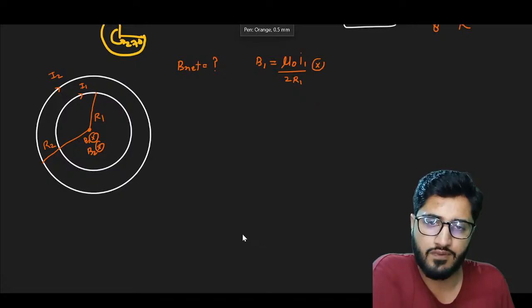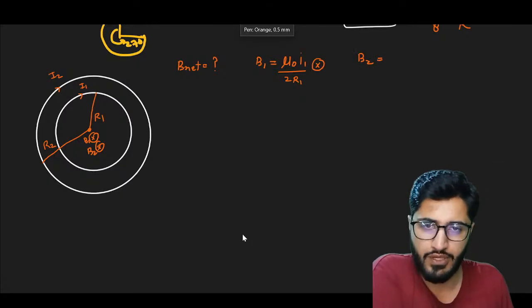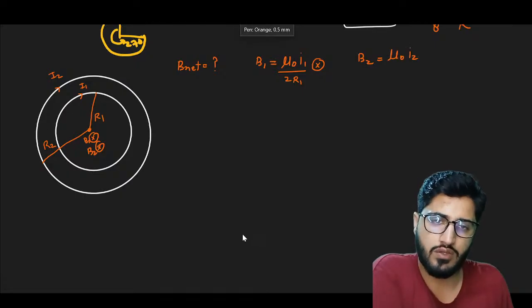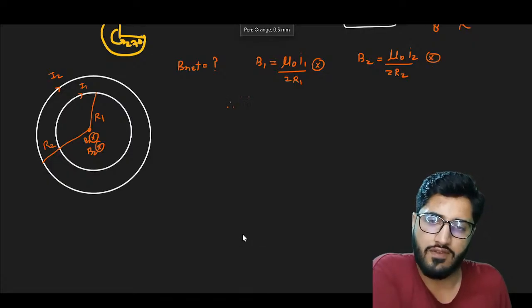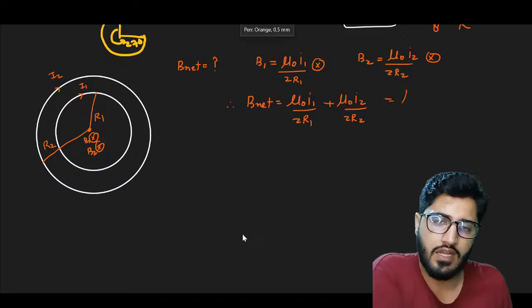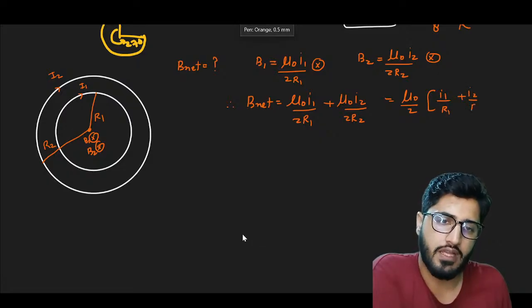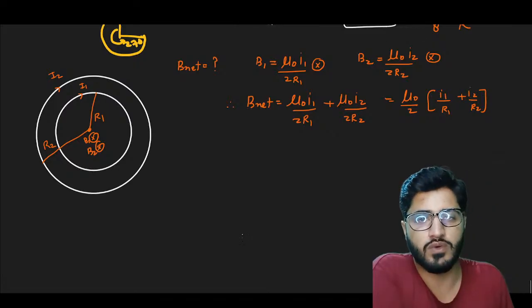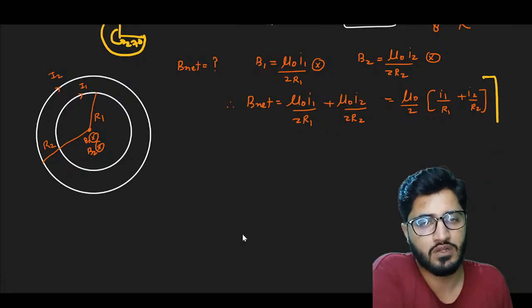It is inside. What is B2 now? B2 is the same: nu naught I2 divided by 2R2, also inside. Therefore B net is equal to nu naught I1 divided by 2R1 plus nu naught I2 divided by 2R2. Taking nu naught divided by 2 common, I have I1 by R1 plus I2 by R2. This one is my final answer.